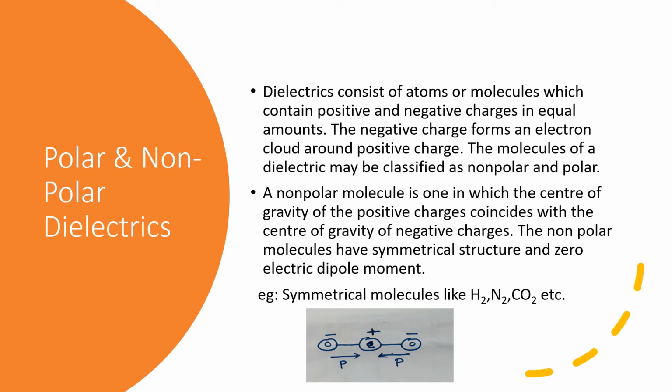Examples are symmetrical molecules like hydrogen, nitrogen, carbon dioxide, etc. In the case of carbon dioxide, the oxygen ions are symmetrically placed with respect to the carbon ion. The center of mass of the two O- ions is in the same position as the center of mass of the one C+ ion. That is, the center of mass of the two O- ions coincides with the center of mass of the C+ ion, and hence it is a nonpolar molecule.